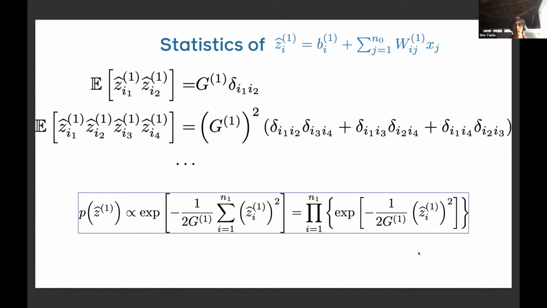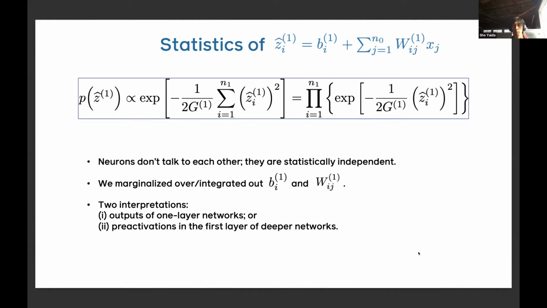Okay. Since we've done the math, we should extract some physics. Let me summarize what this expression means. First, this factorization into the independent variables, GIs, means that the neurons don't talk to each other at this level. So they are statistically independent. That's one lesson in this first layer. What we have done is started with the description of the distribution over B and W's, then marginalized over them, as a machine learning statistician would say, or integrated out the biases and weights, as physicists would say, and then got the distribution over Z1.